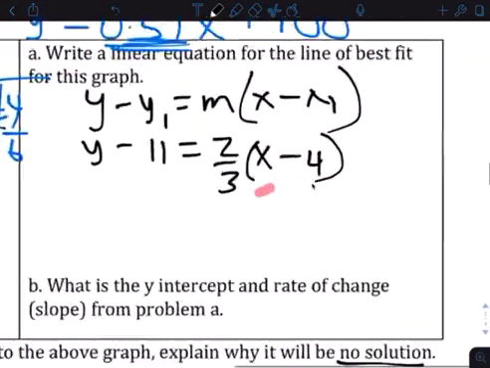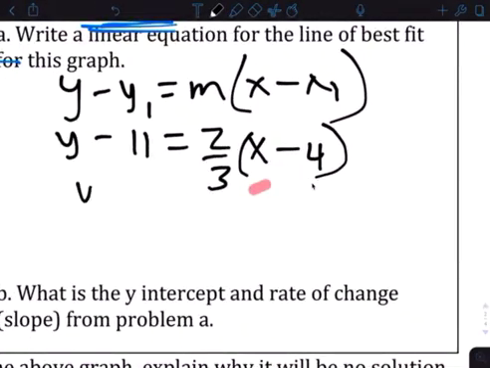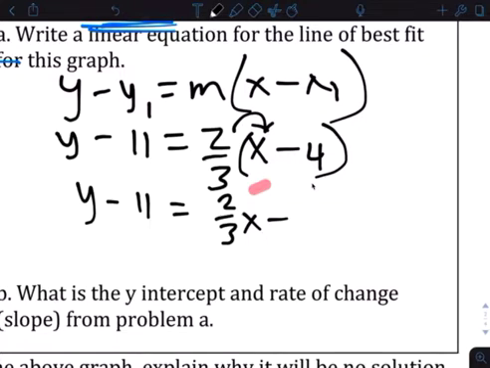Okay, this is a good one because I like to work the decimal. Y minus 11 equals, distribute 2 over 3x minus, okay, 2 divided by 3 times 4.